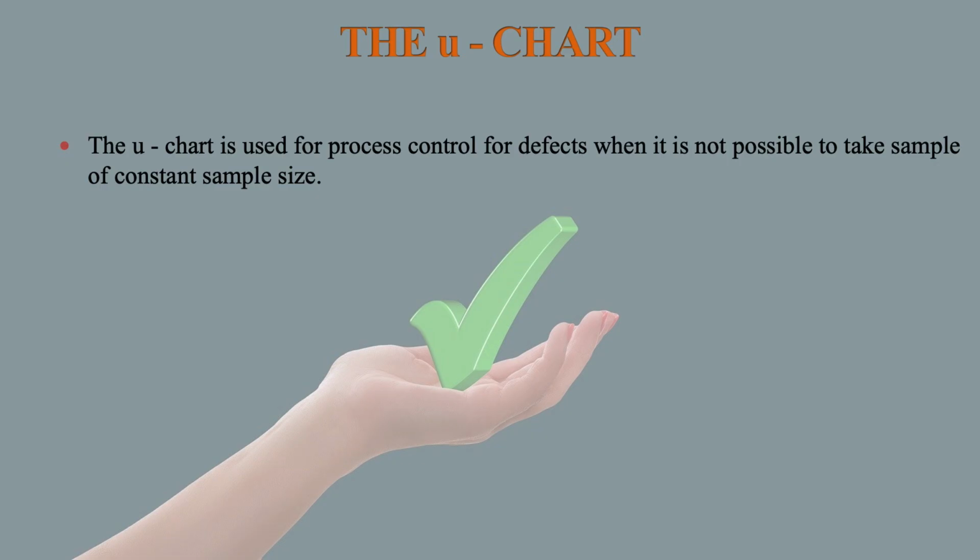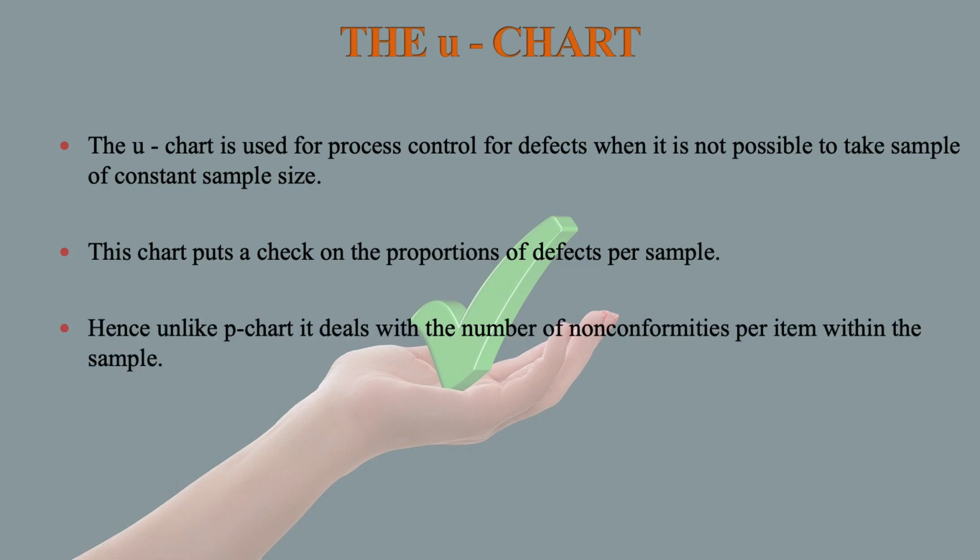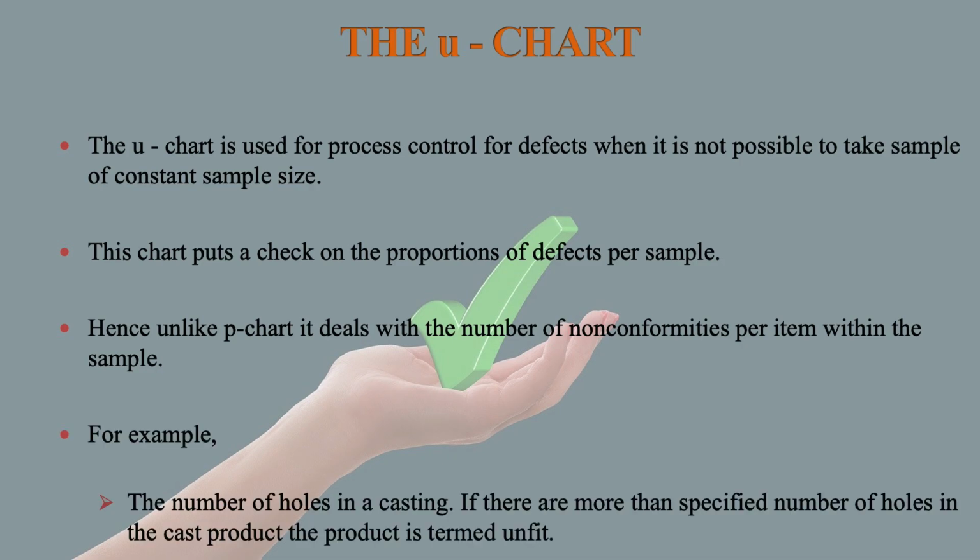Now let us discuss the U chart. The U chart is used for process control for defects when it is not possible to take a sample of constant sample size. This chart puts a check on the proportion of defects per sample. Hence, unlike the P chart, it deals with the number of non-conformities per item within the sample. For example, the number of holes in a casting. If there are more than a specified number of holes in the cast product, the product is termed unfit.